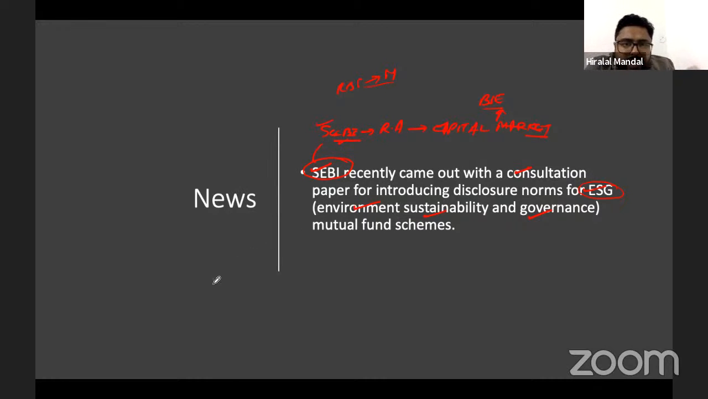So now ESG is what? It is a type of mutual fund. Mutual funds have various types. So ESG is basically a mutual fund. Now, what is a mutual fund?